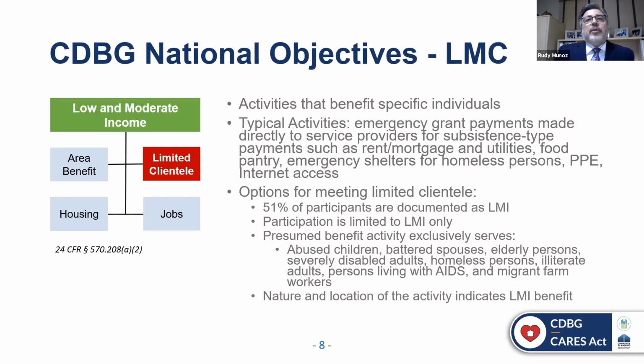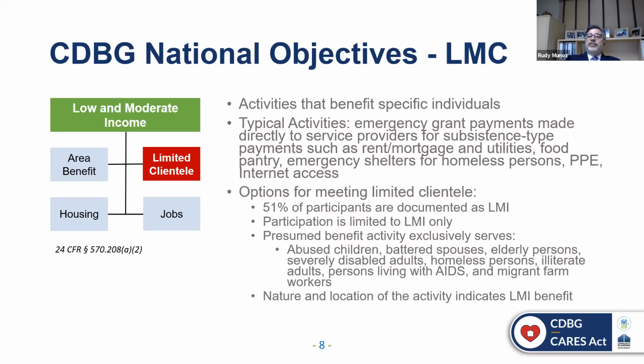So let's go ahead and get started with our discussion of the low and moderate income national objective. Under the low and moderate income, or LMI, national objective, limited clientele activities serve individuals and specific populations. And this could include senior citizens, homeless, and other low and moderate income people, which also includes owners of micro-enterprise businesses with 5 or fewer employees. There are 4 ways to meet a national objective under the limited clientele option.